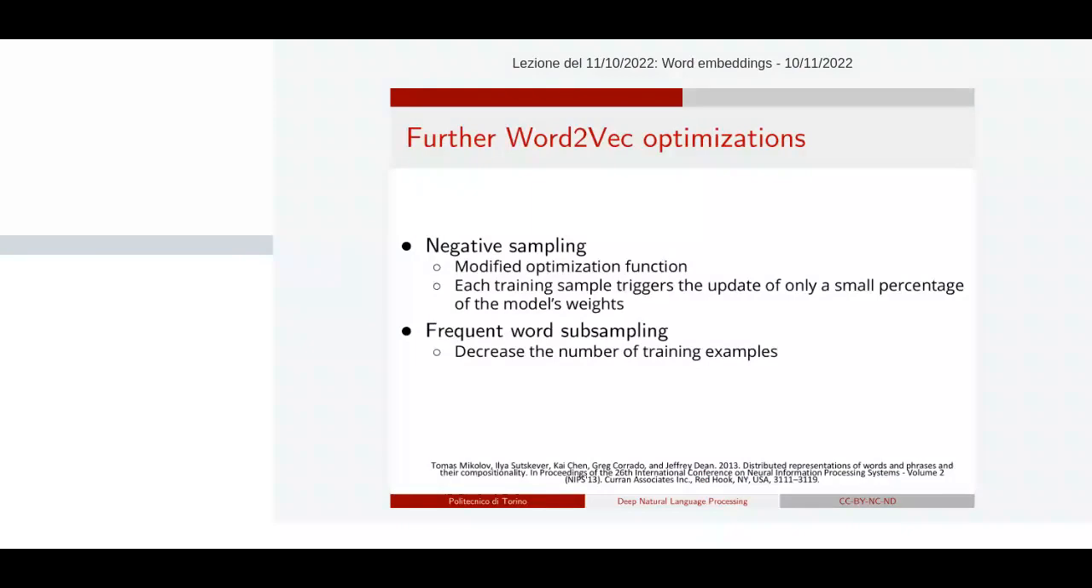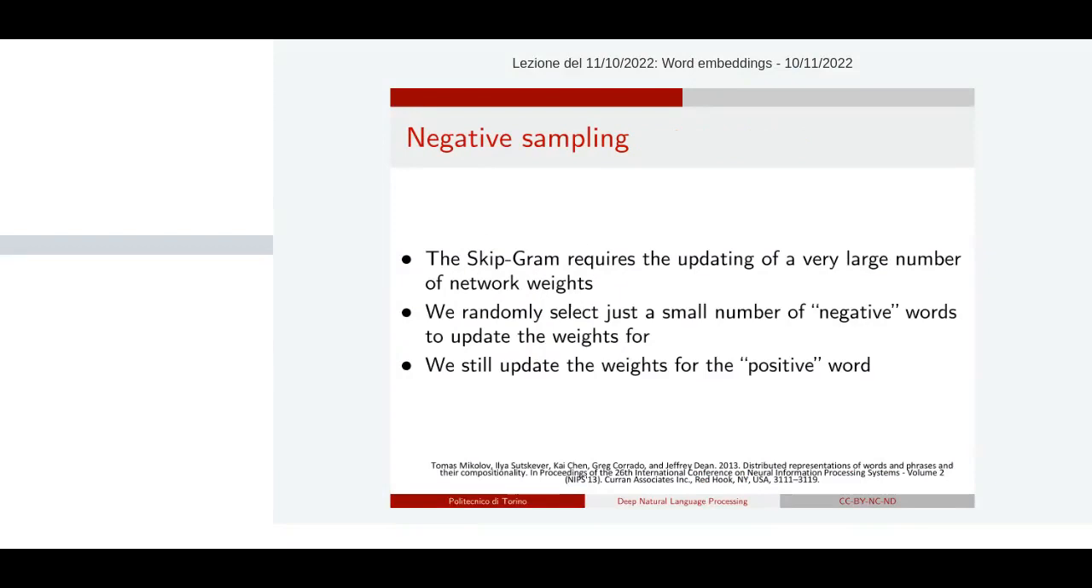So each training sample triggers the update on only a small percentage of weights, because if you have many negative samples, you lose time in your training, because the network actually does not learn so much about that specific context. So there are some ways to sample to reduce the number of negative samples, which are a lot, whereas you keep all the positive ones, which are relevant. And in this way, you, let me say, rebalance the original training set.